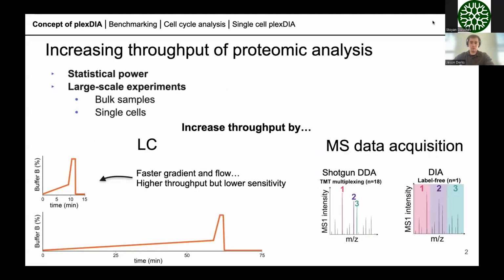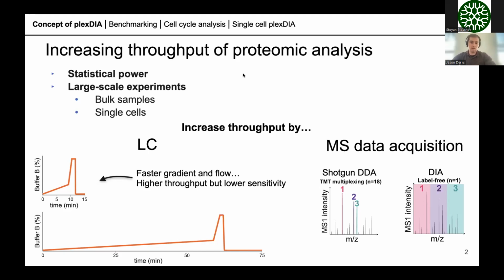So what are some examples of why somebody might want to increase the throughput of proteomic analysis? One example might be that they may want to increase the statistical power of the analyses that they're doing. And to do this, one might want to run many replicates. Another example might be that you have large scale experiments. Maybe you have bulk samples with a bunch of different conditions, and otherwise it might be a little bit cumbersome to run all these samples back to back. Likewise, maybe you have single cells, and you want a data set with thousands of single cells. So these are all different possibilities of why you might want to do high throughput proteomic analysis.